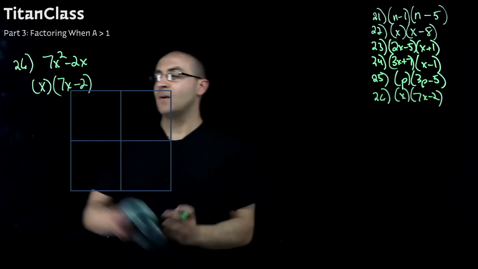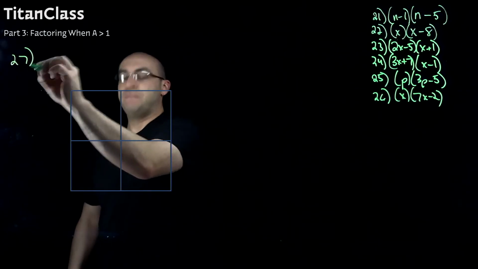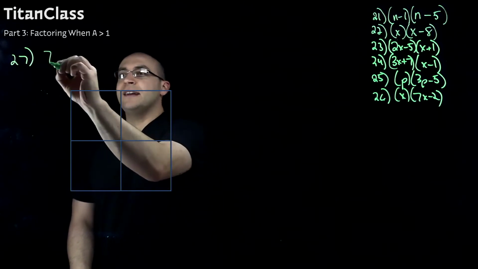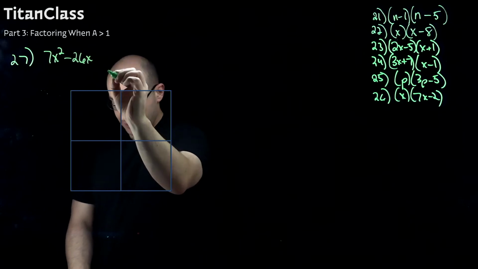Okay, let's move it along. 27. Seven x squared. I think this is when the numbers get really big. Minus 26x minus 8.